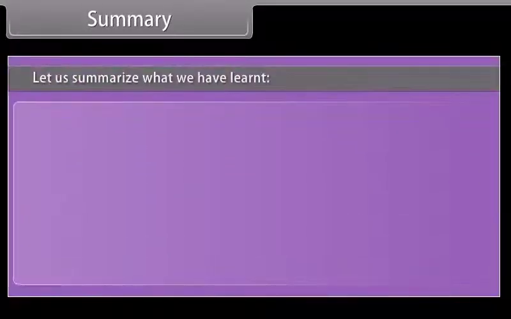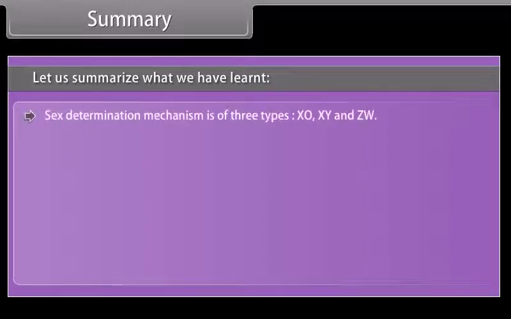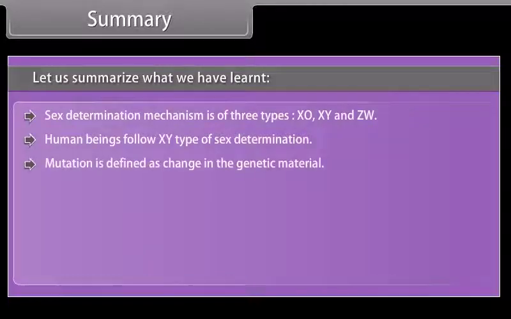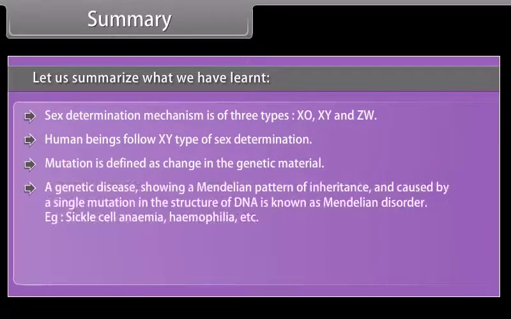Summary. Let us summarize what we have learnt. Sex determination mechanism is of three types: XO, XY and ZW. Human beings follow XY type of sex determination. Mutation is defined as change in the genetic material. A genetic disease showing a Mendelian pattern of inheritance and caused by a single mutation in the structure of DNA is known as Mendelian disorder.